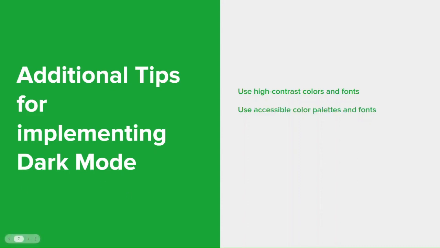You want to use accessible color palettes and fonts, so make sure that your dark mode website is accessible to users with visual impairments by using accessible color palettes and fonts. You can use tools like the WebAIM Color Contrast Checker to test your color combinations.